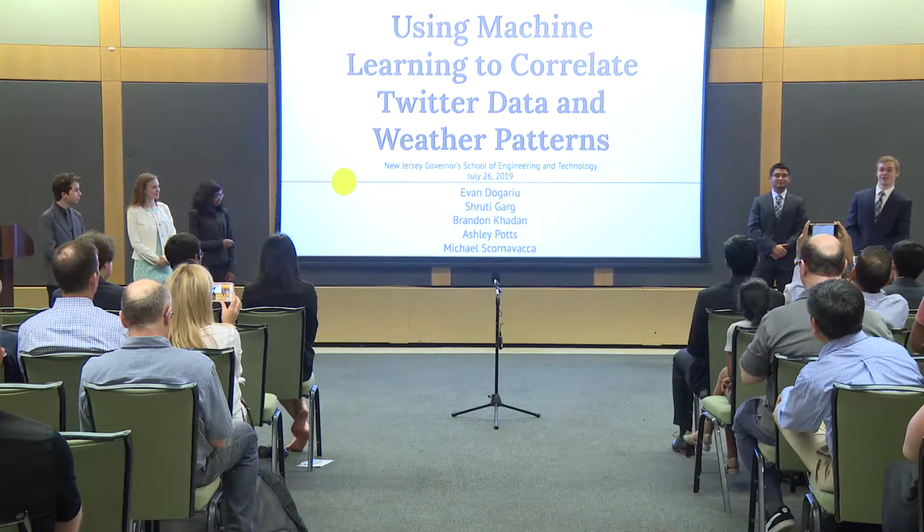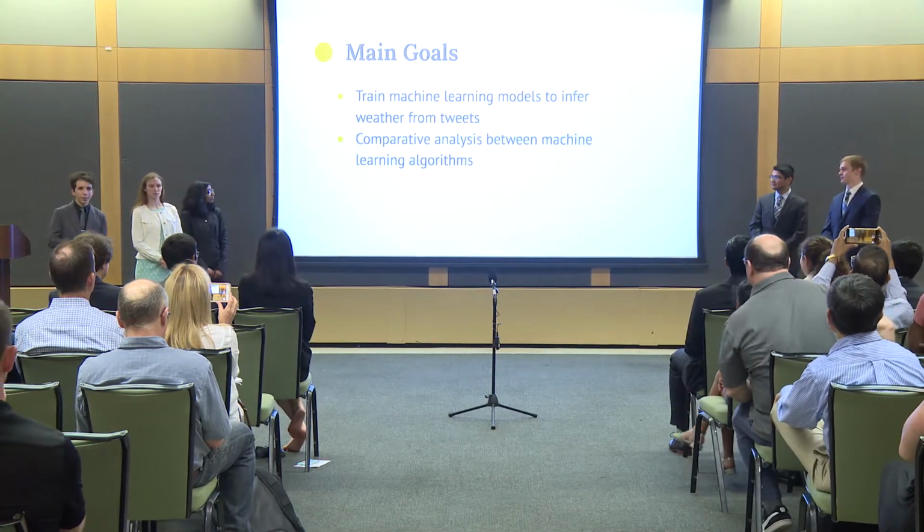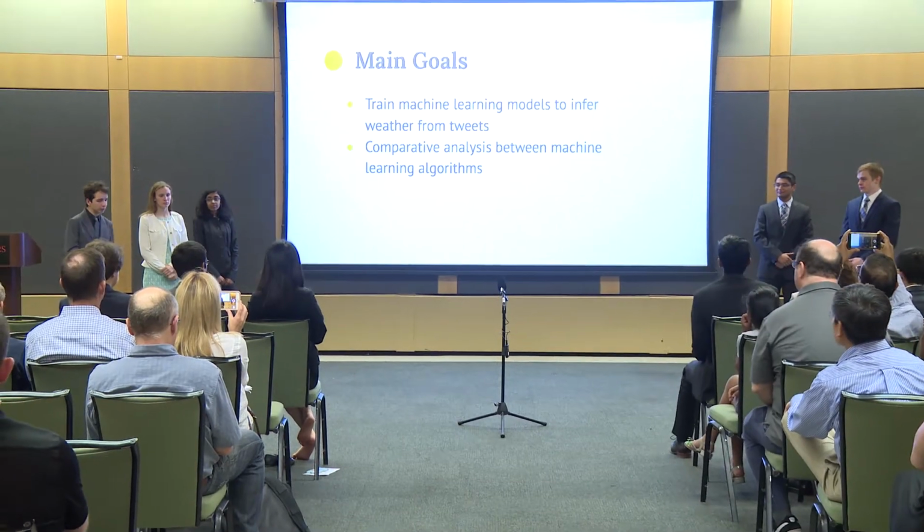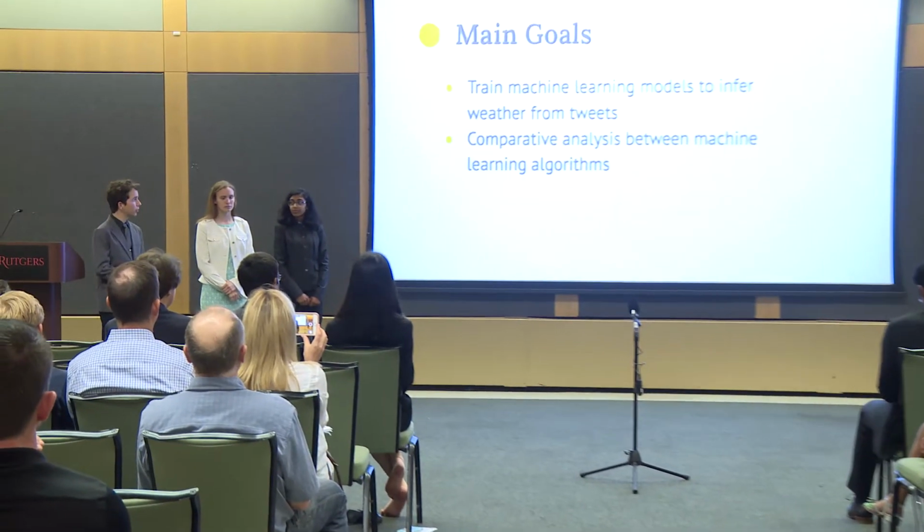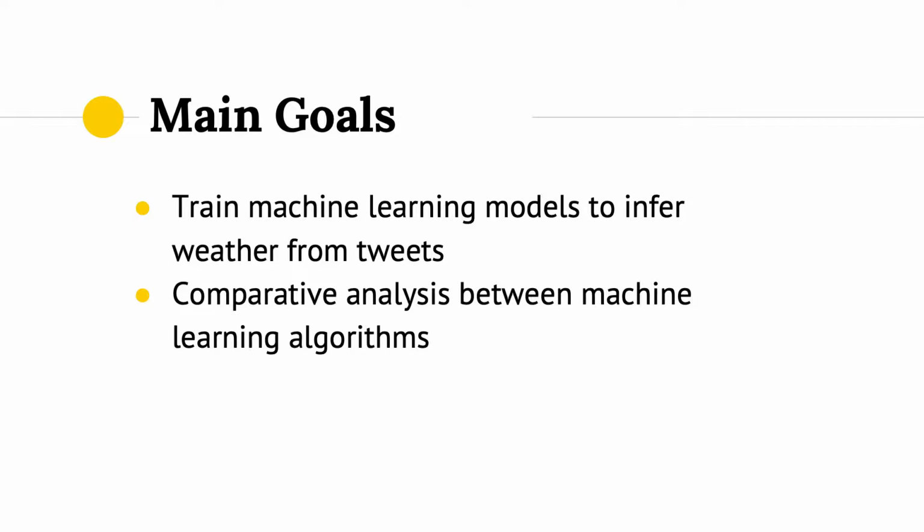So the main purpose of our research project is firstly to be able to train machine learning models to take Twitter data, text data as inputs, and be able to infer about the weather type from the location which it was posted from. But in a much broader sense, what we're doing is we're comparing how different machine learning models can perform at this particular task.